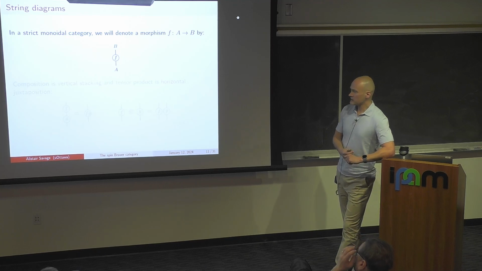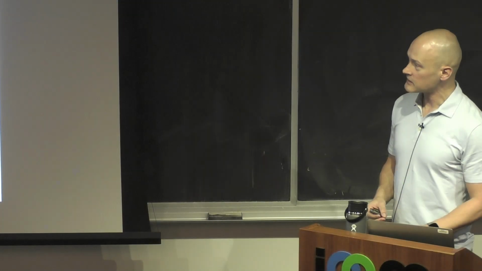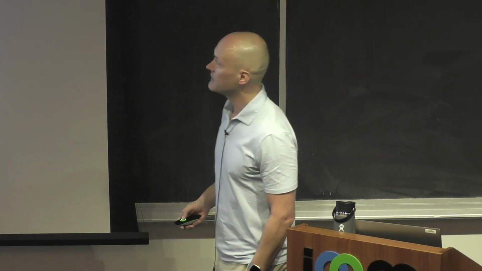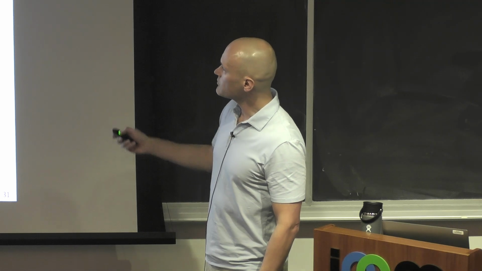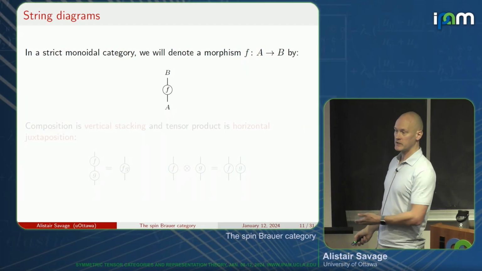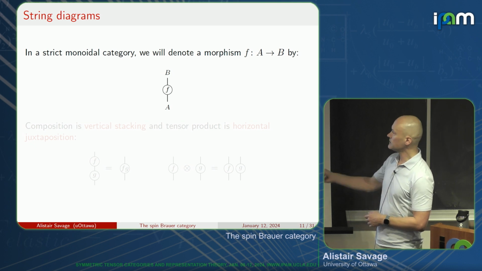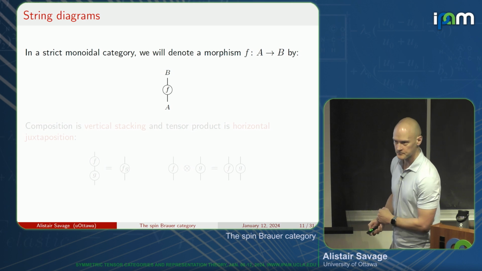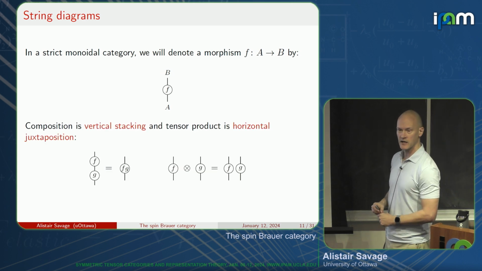Okay, so I'm going to be drawing things with string diagrams. We saw string diagrams in John's talk, so I'm just going to give you my one-slide summary of the conventions that I'll use for string diagrams. So we'll be working in a strict monoidal category, and if we have a morphism from A to B, the convention will be that the domain is at the bottom, and the codomain is at the top, and then we've got some sort of picture, a coupon in the middle that represents our morphism. And our composition is vertical stacking of diagrams.